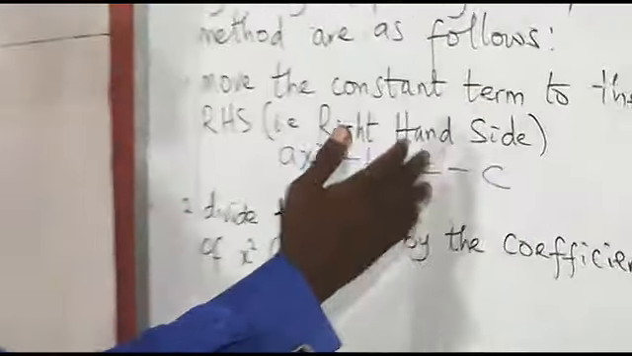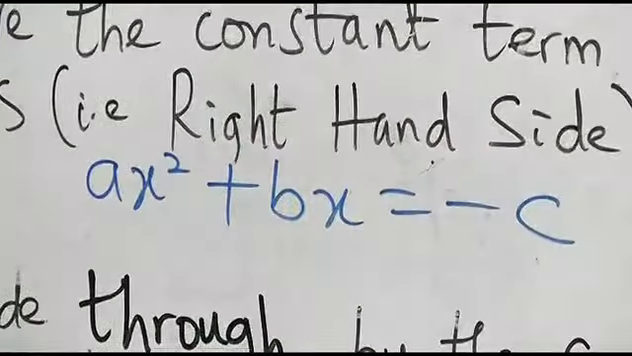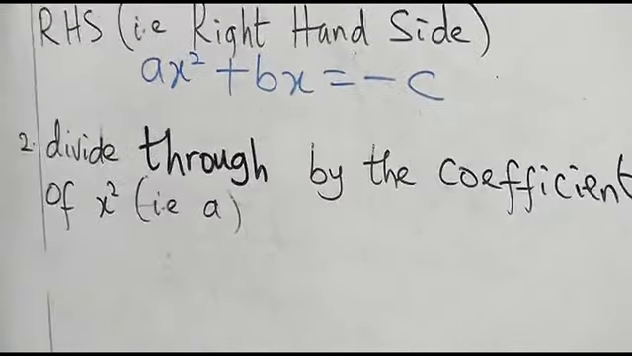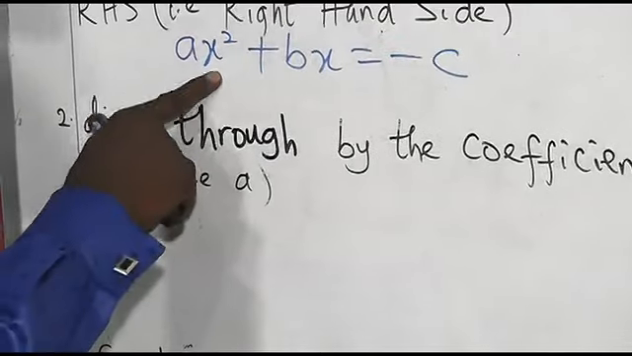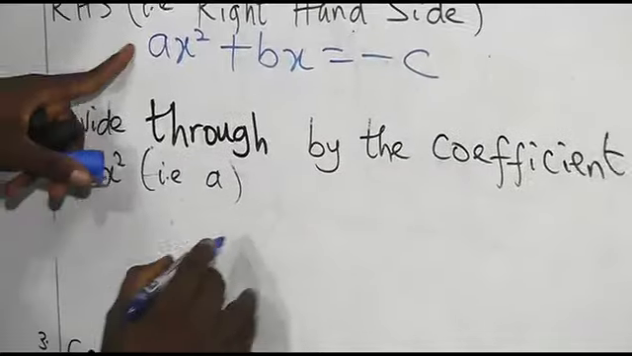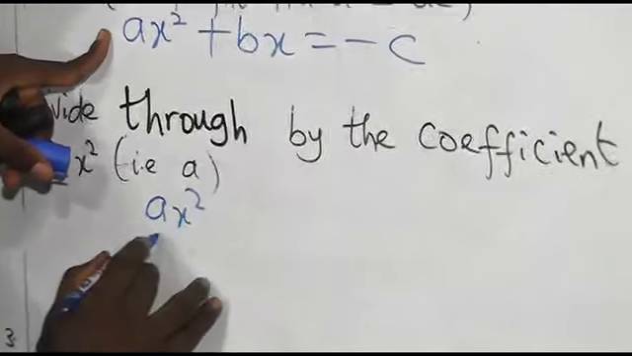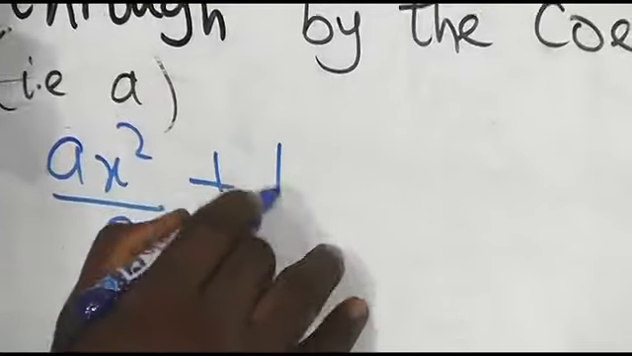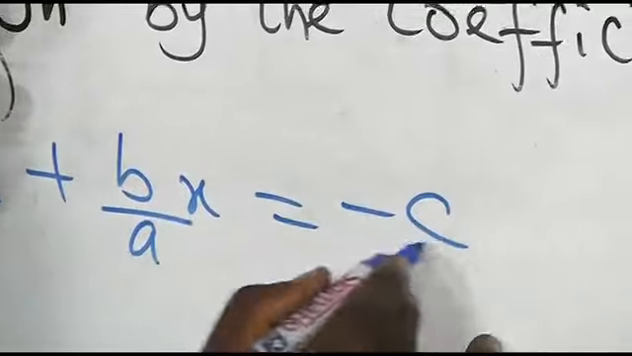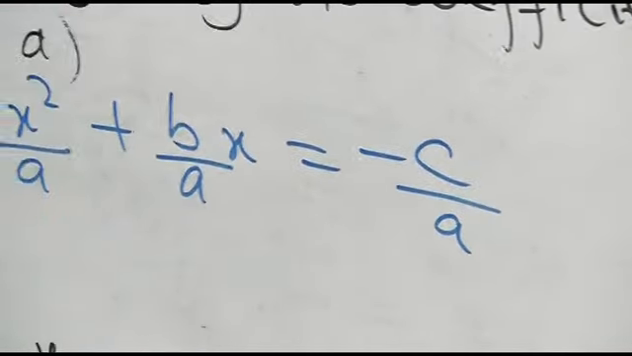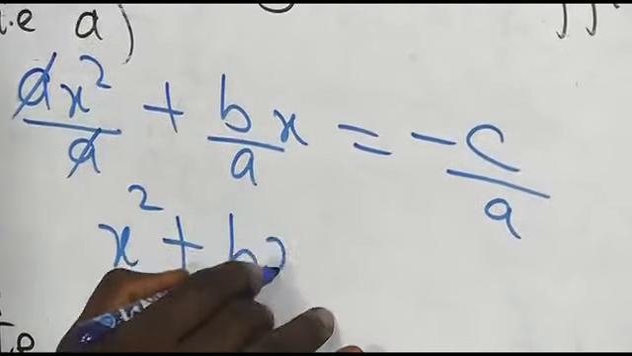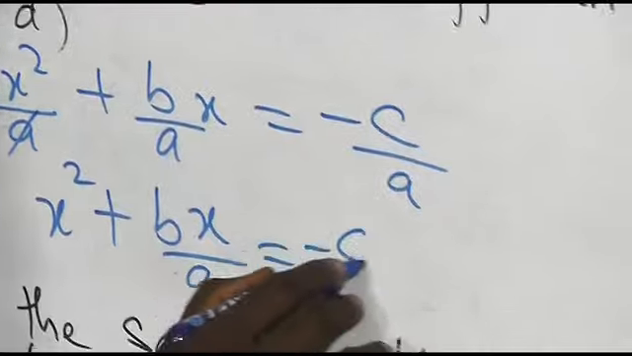Now that we are done with the first step, let's move to step 2. Step 2 says, divide through by the coefficient of x squared. The coefficient of x squared here is a. So it means that I will divide the first term here, which is ax squared, by a. Then divide the second term by a, and the constant term on the right hand side by a. So this a will cancel this a. Then I'm left with x squared plus bx over a equals minus c over a.